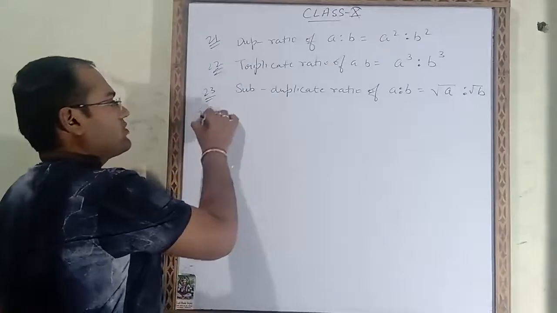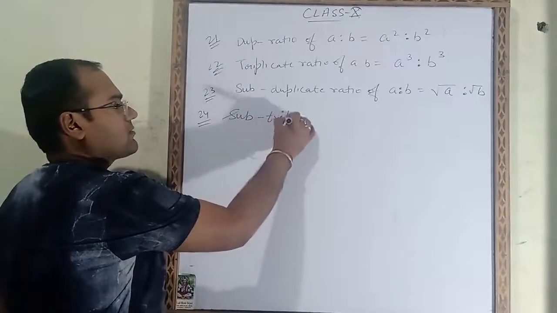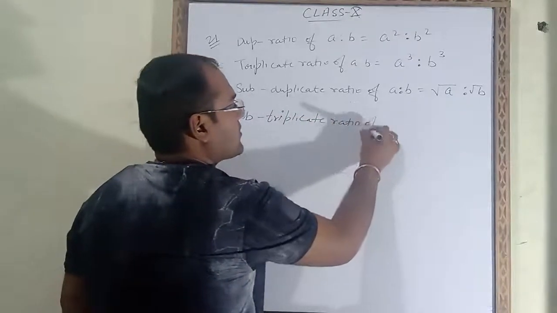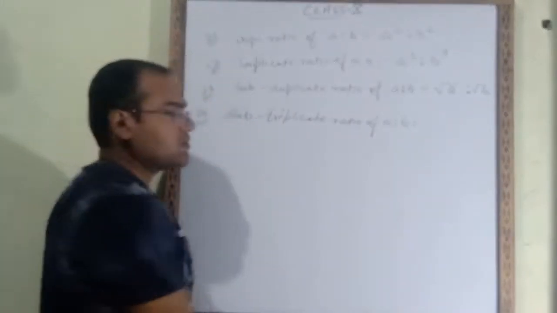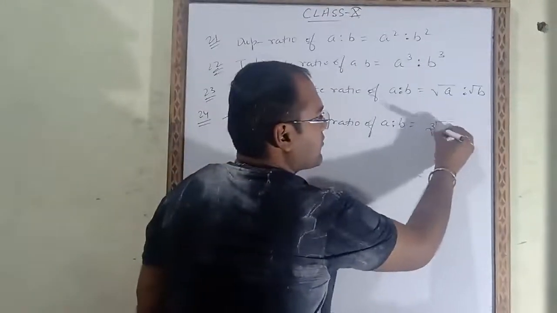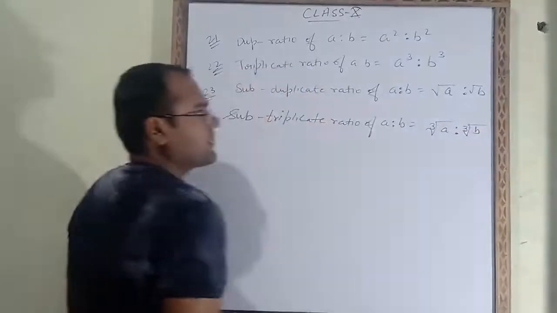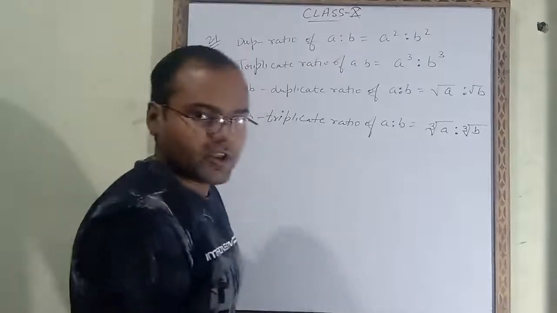In question 24, he said you have to find the subtriplicate ratio of a:b. So in the subtriplicate ratio, what you have to do is find the cube root of a : cube root of b. So like this you have to do questions 21, 22, 23 and 24.